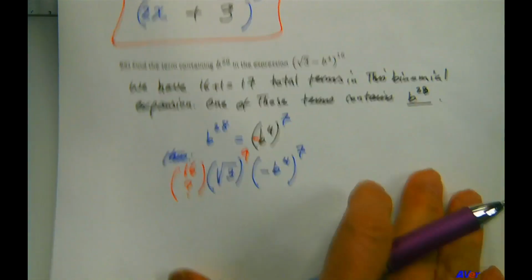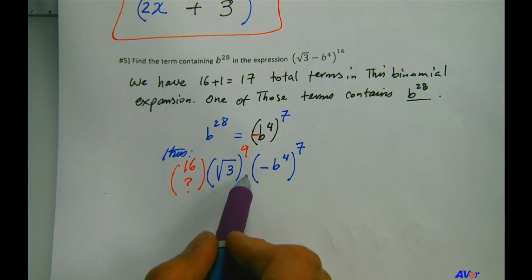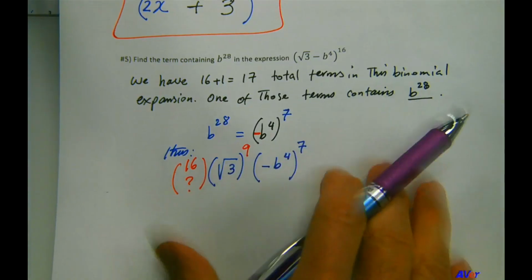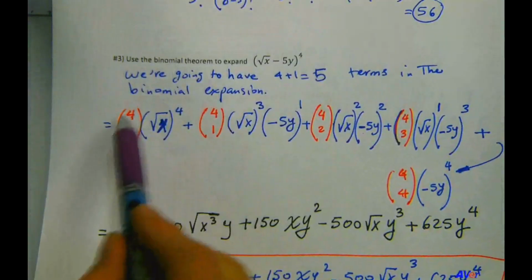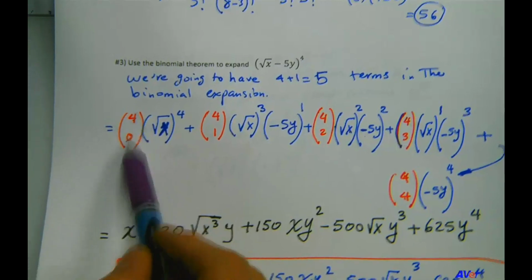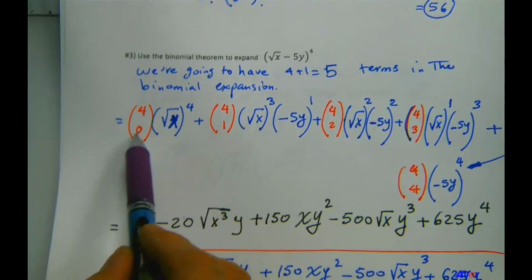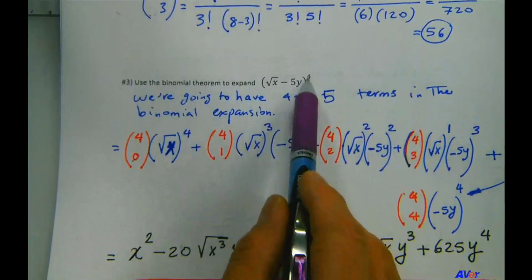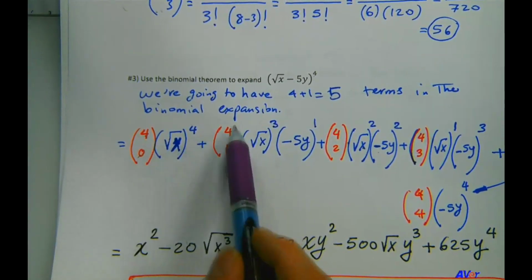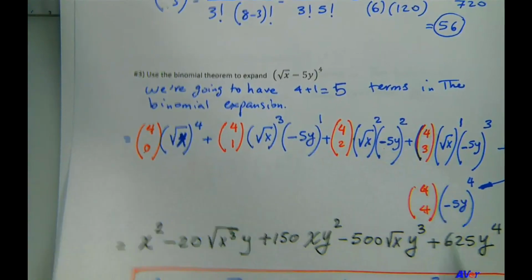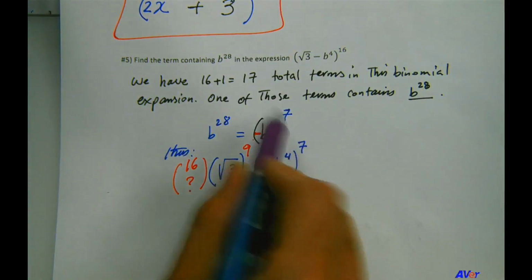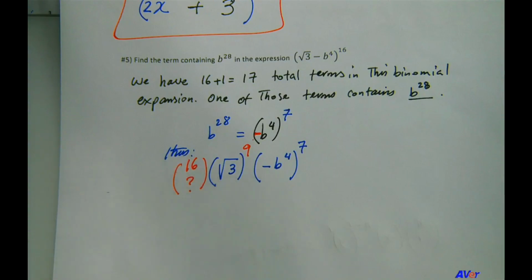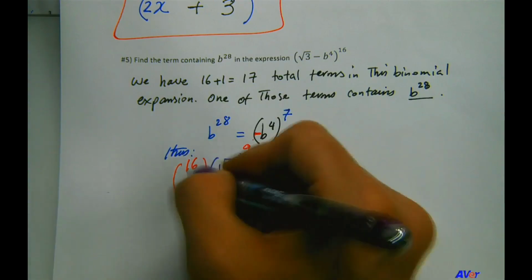We need to determine what term this is, because we always increment this from 0. Remember that? Let me bring one of these examples. Remember these coefficients using the binomial theorem always get incremented from 0. So if the power is 4, we start with 4 choose 0, 4 choose 1, 4 choose 2, 4 choose 3, 4 choose 4, and so on. So for this term that contains b to the 28th power, which term that is, it's important because that'll tell us what that number should be.